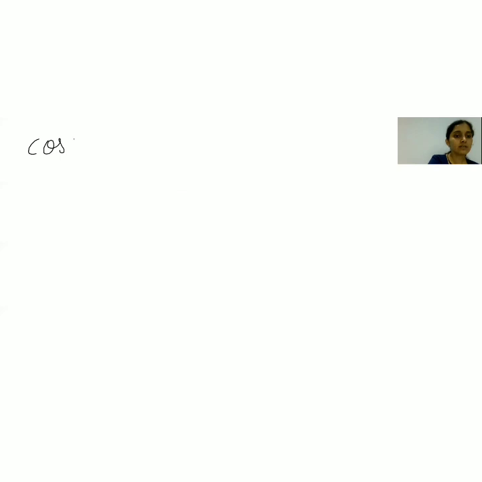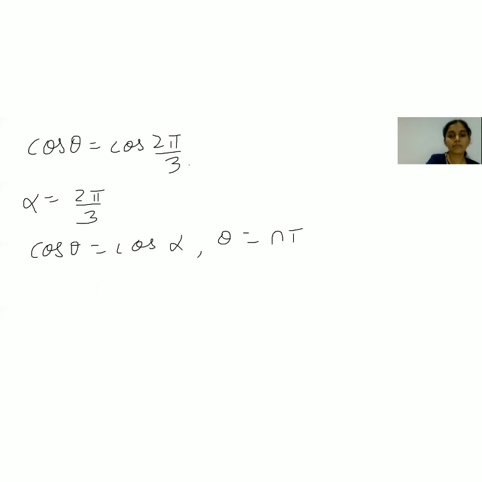Cos theta is equal to cos of 2 pi by 3. Okay, alpha value is 2 pi by 3. And what is the generalized solution for cos theta? Cos theta is equal to cos alpha, theta is equal to 2n pi plus minus alpha.